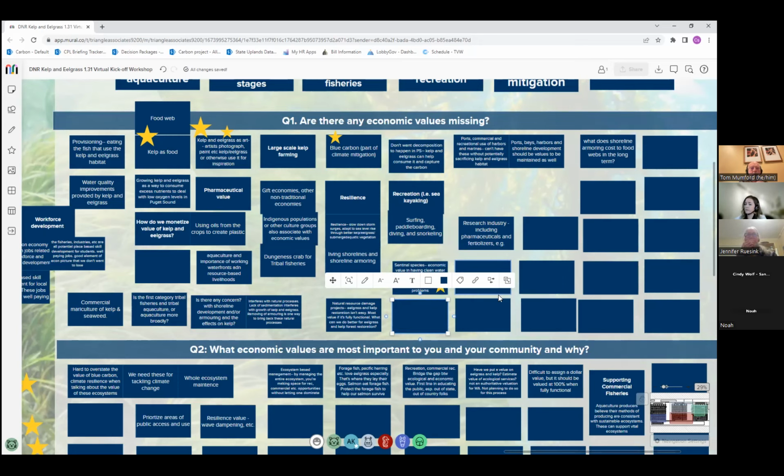I just jumped on here. I kind of scanned through real quick. There are two examples that I'm aware of where you don't have kelp or don't have eelgrass, and what the economic impacts were. And have you talked about that?